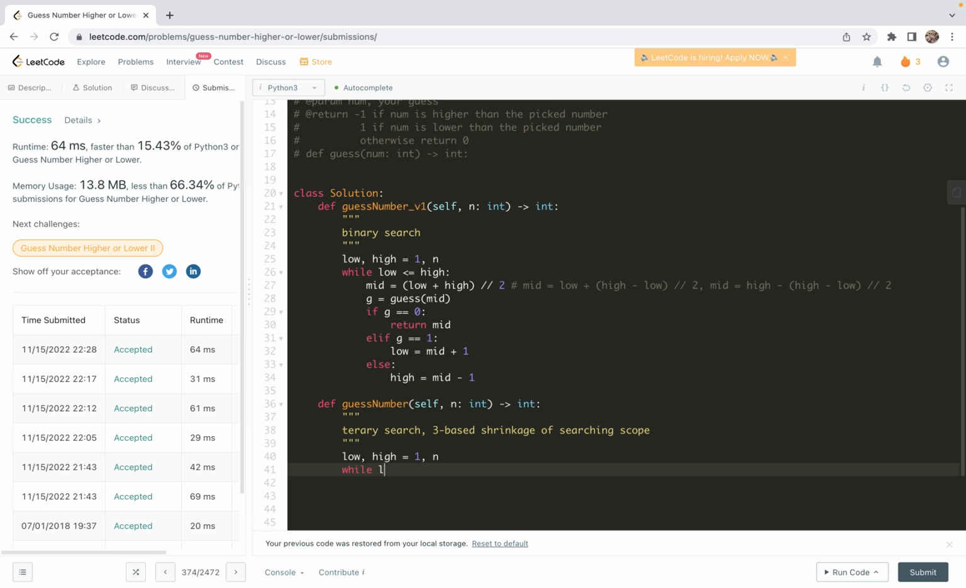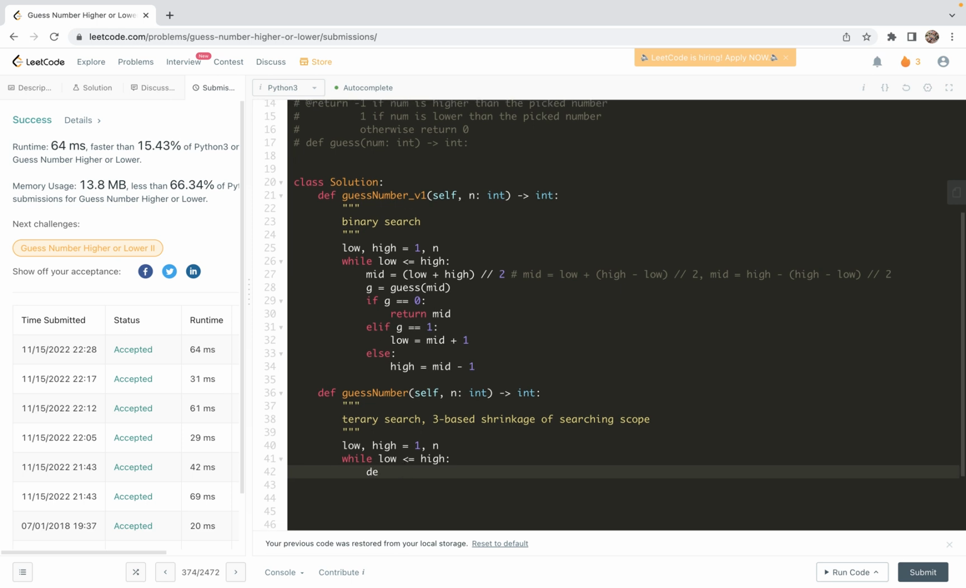So then let's do this again. Low less than or equal to high. So again, we include an equal sign here. So for this, first let's look at the comment here. I'm going to introduce this delta, right? This delta equals high minus low over 3. So here over is integer division, right? So now in the first method, we split the search scope between low and high by half and half. So now we do a ternary split and do the shrinkage.